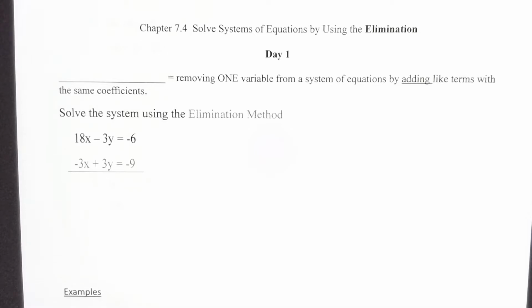We are moving on to a new chapter. This chapter is chapter 7, objective 4. It is called using elimination to solve a system of equations.